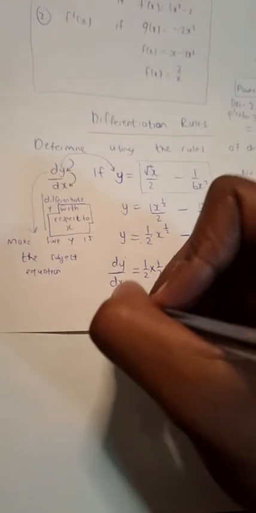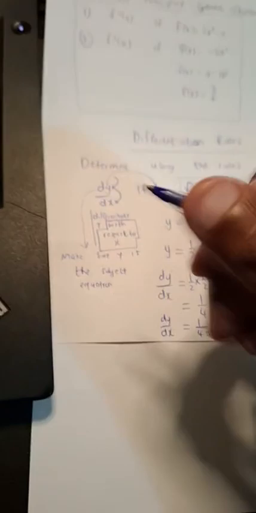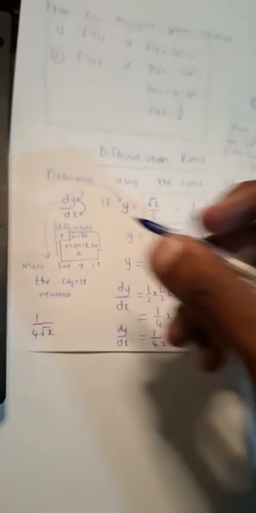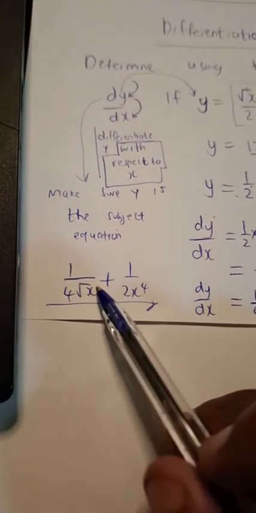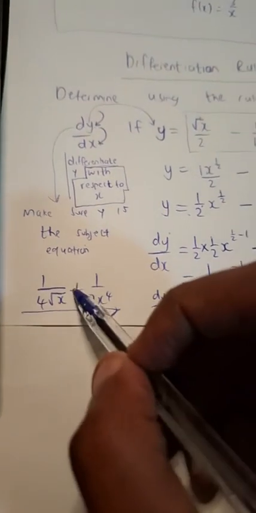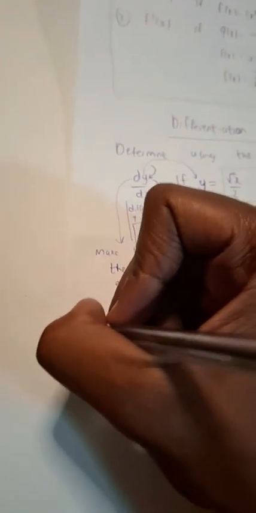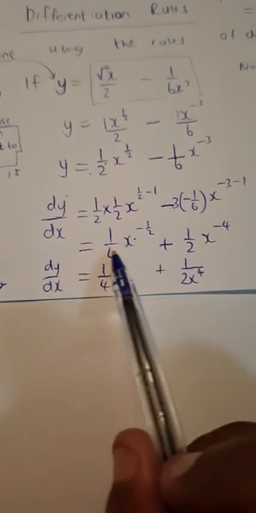So this is actually dy over dx. And even more mature learners usually are never content with writing that answer that way. They even take it to the level of making sure that it's 1 over... Remember, x to the power half can be written in root form, which is root x plus 1/2x to the power 4. So that would be dy over dx.